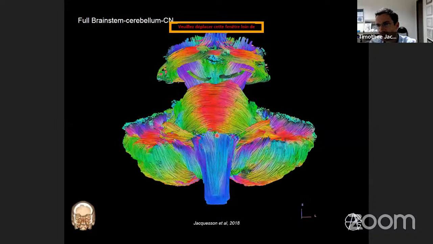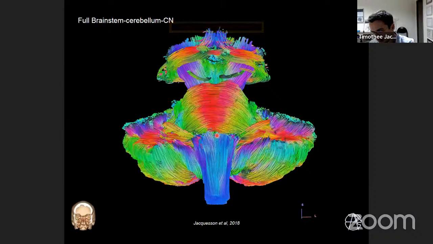So yeah, we try to apply the same pipeline of full tractography for a case from the Human Connectome Project database, just to show that it's possible to do the same pipeline for any kind of DTI data you can get.